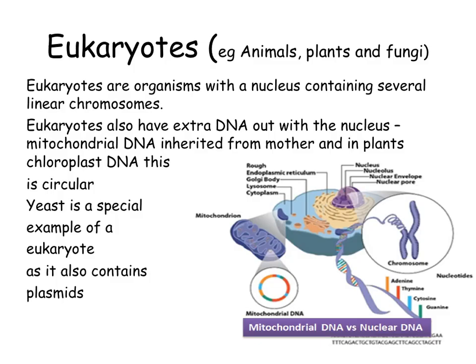Eukaryotes, on the other hand, have membrane-bound nuclei, and they make up animals and plants and fungi. Now, eukaryotes can also have extra DNA that is outwith the nucleus. So, for example, mitochondrial DNA, which is inherited from your mother, and in plants, chloroplast DNA. Now this DNA is circular, unlike the linear chromosomes that are found in the nucleus. And yeast is a special example of a eukaryote because it also contains plasmids.